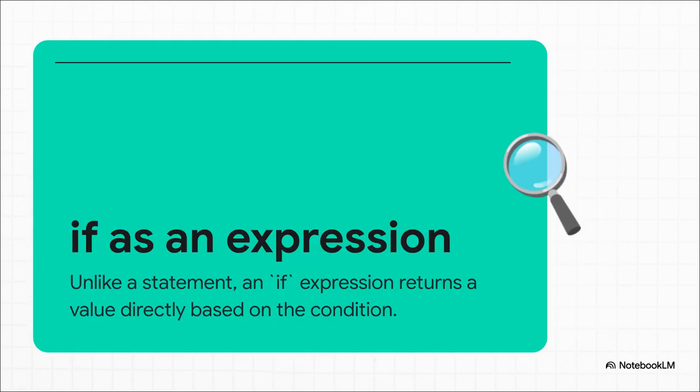Okay, so here's the big mental shift you have to make. In Kotlin, if is an expression. And what does that mean? It means it doesn't just do something, it returns something. It gives you a value back. You can literally grab the result of that if check and stick it right into a variable. And trust me, this cleans up your code like you wouldn't believe.